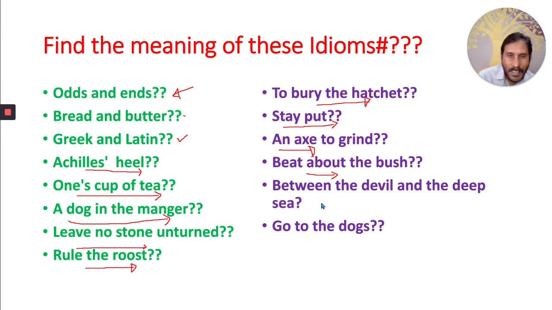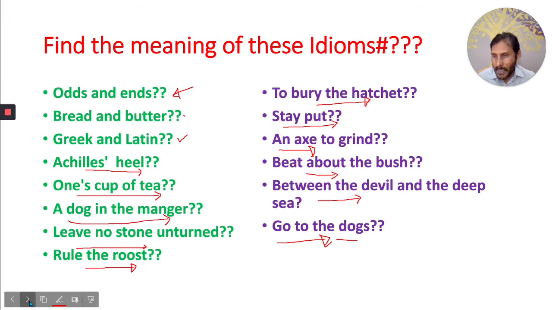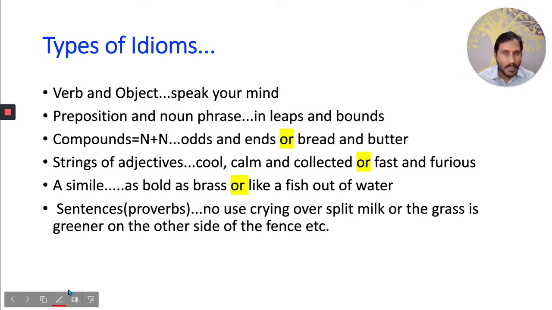Right? Between the devil and the deep sea. What is the meaning? Devil and the deep sea. In the lockdown condition, most of the people were caught between the devil and the deep sea. They don't have any employment and they cannot go out. Go to the dogs. If the youth of the country are lazy, not proactive, not hardworking, the country will go to the dogs. Right? These are certain important idioms that I want to introduce to you, but I want you to find out the meanings from a dictionary or Google. That's the simplest. But you have to write them and do that exercise.